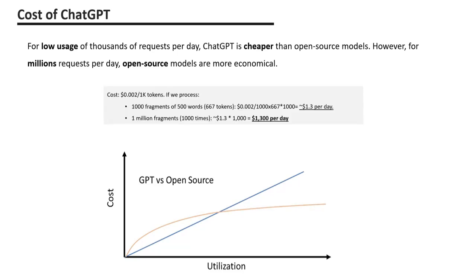Now let's try to put some numbers to the cost of using ChatGPT. As we know, ChatGPT's API is paid and costs approximately $0.02 per 1000 tokens. Each token roughly corresponds to 3/4 of a word. So, if we process 1000 small text snippets per day, which would be around 500 words or 667 tokens, the cost would be $1.3 per day.